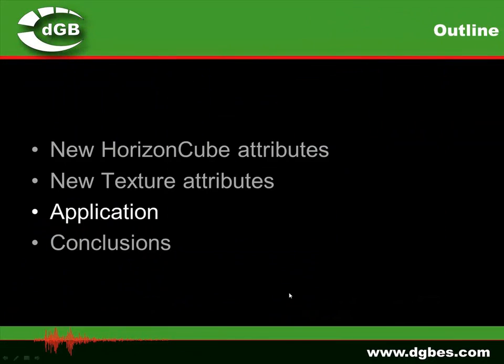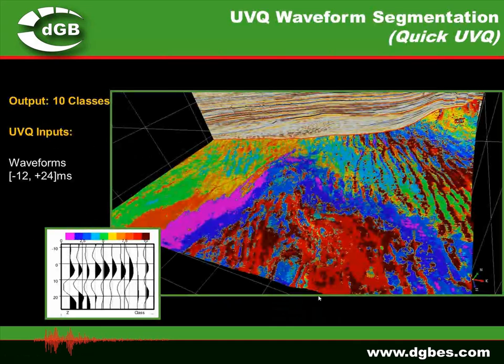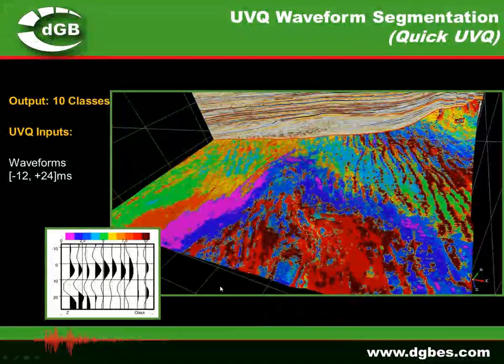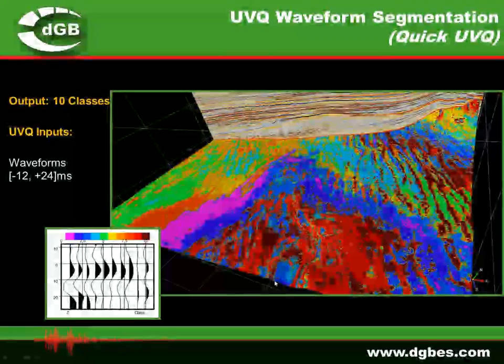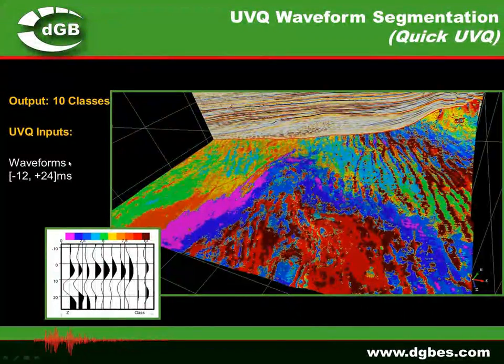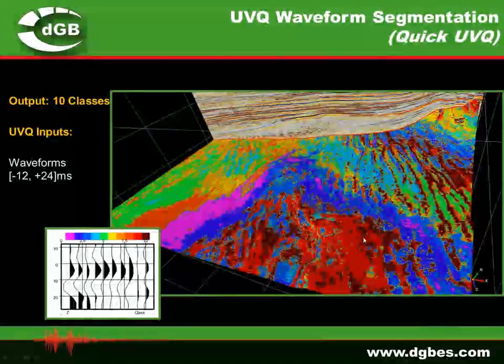So this, as I said, these attributes have a very high interest of combining them, and you can combine them using a neural network. So this is just a UVQ that has been performed along one horizon in the F3 Demo dataset, using 10 classes. So you can see already some areas with different behavior.